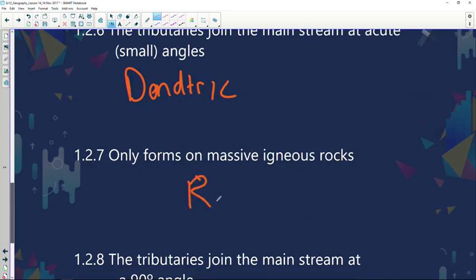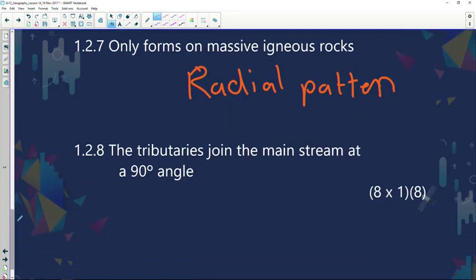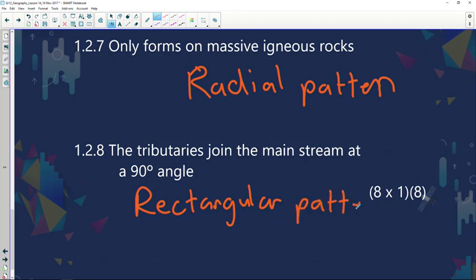Is your radial pattern. The tributaries join the mainstream at a 90 degree angle. So we previously looked at it, same question, but the tributaries are the other rivers joining the main river, and that will be your rectangular pattern.